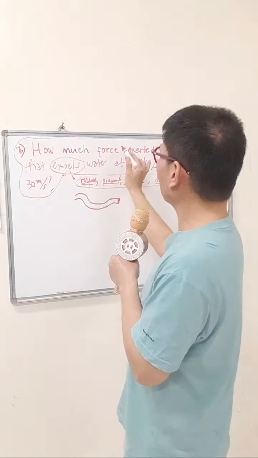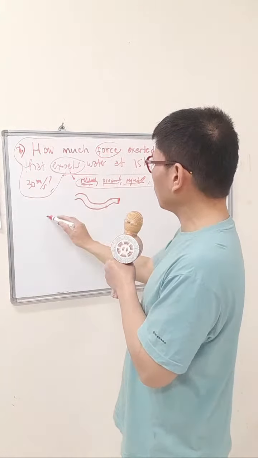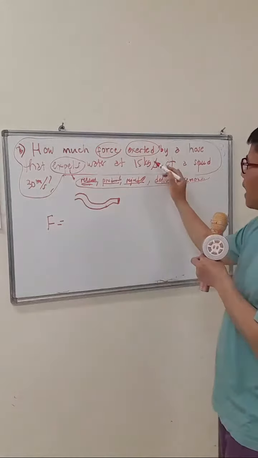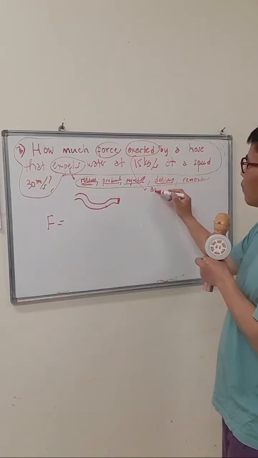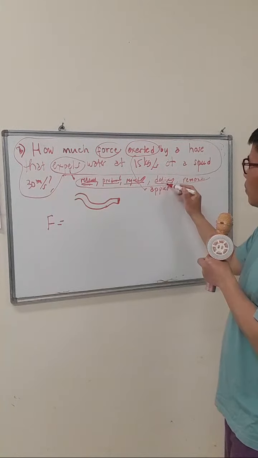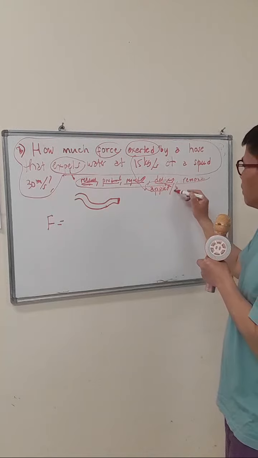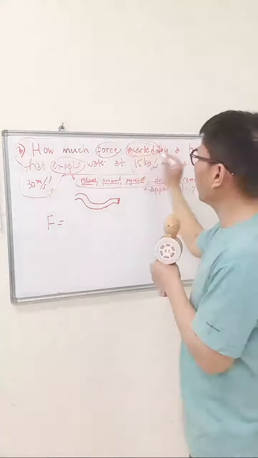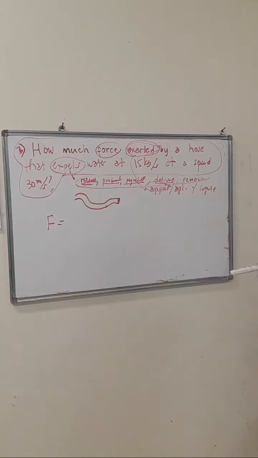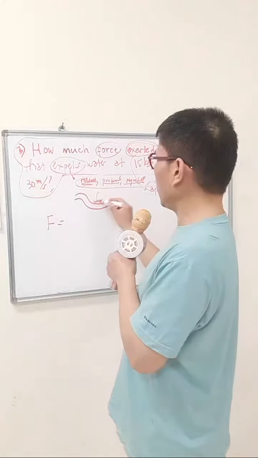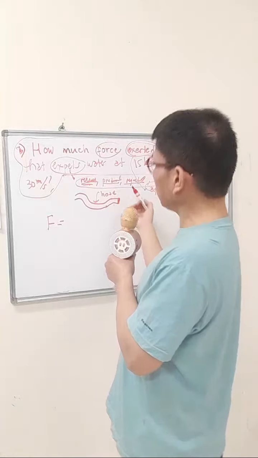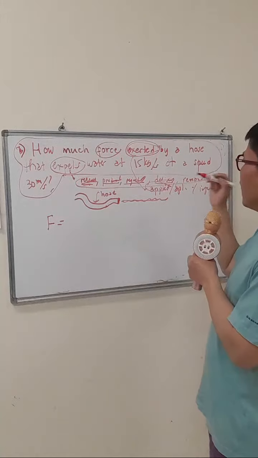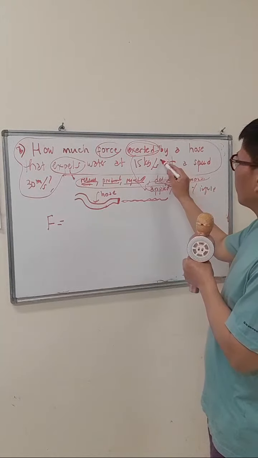So how much force, meaning we are looking for force. Exerted is also the same as applied, force applied, or let's say delivered, or inputted. So, by a hose. This is our hose, H-O-S-E. The water will be removed, will be expelled, at 15 kilograms per second.